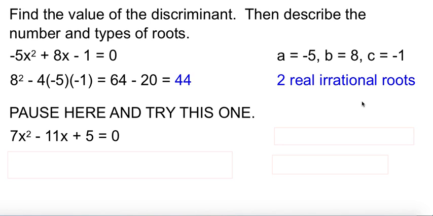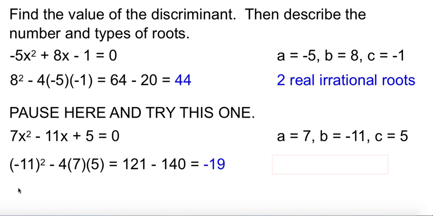Okay, take a second and try this one out. 7x squared minus 11x plus 5. And do the same thing. Find the discriminant and then describe the roots. We have our a, b, and c that we plug in. We get a value of negative 19 from the arithmetic. Since it's negative, we say we have two complex roots. Thought so.